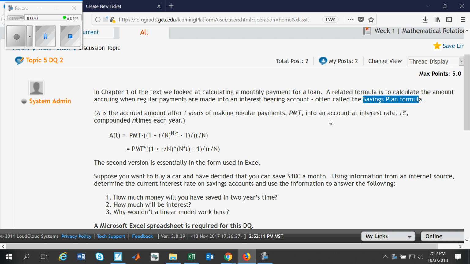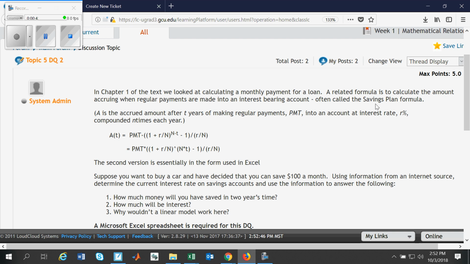Class, I wanted to go ahead and go through a formula with you, the savings plan formula. We use it a lot in the course, so I just wanted to show you where it's used, then we'll go through one and actually work with the formula. The first time you're going to see it is topic 5 DQ2, and it is typed out for you exactly how you need to type it into Excel. So as long as you follow all the parentheses, the multiplication symbols, everything, and just plug in your values, you should be good to go.